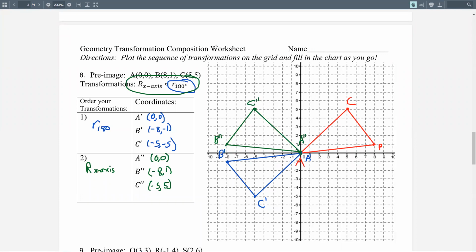Okay, so we rotated 180 degrees, and then we reflected across the x-axis here. Rotated 180 degrees and then reflected across the x-axis.